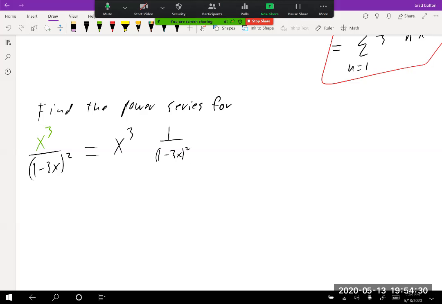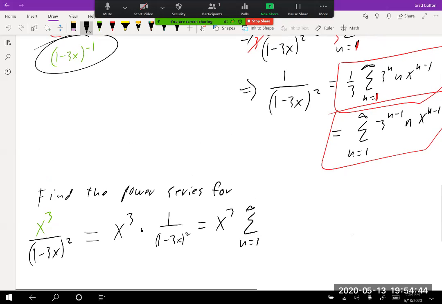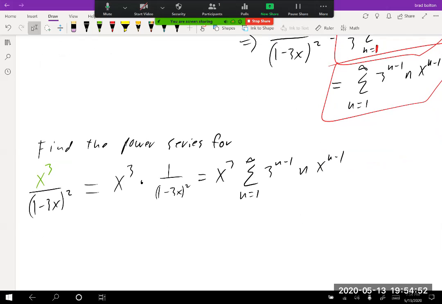Because you know this, right? I guess that would be fair to write like that. Because you know that's true, well, you already found the series for 1 over (1 minus 3x) squared. You know that this is the series. What did we say? It was the sum of 3 to the n minus 1, n, x to the n minus 1, right? But I showed you guys in the previous problem that if you have an x cubed on the outside, all you have to do is multiply it inside.